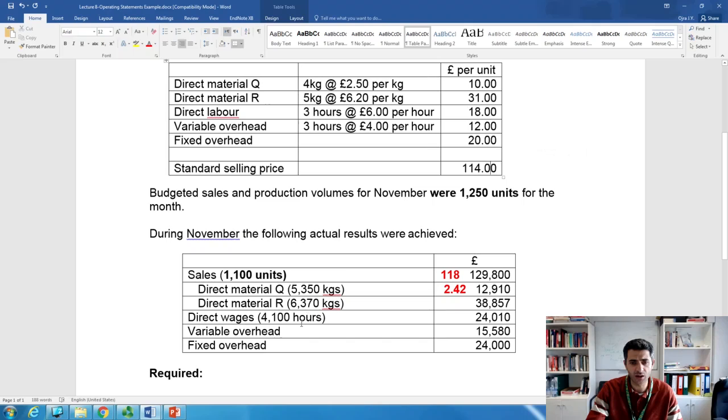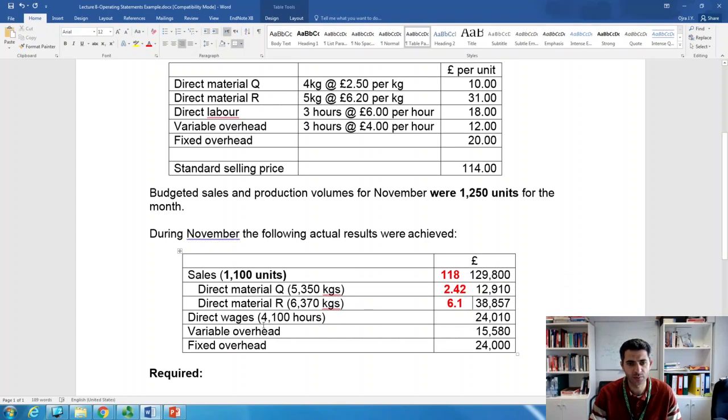In terms of material R, the total is 6,370 kilogram, and the total cost is 38,857. So 38,857 divided by 6,370 kilogram comes to 6.1 per kilo. Okay, good.